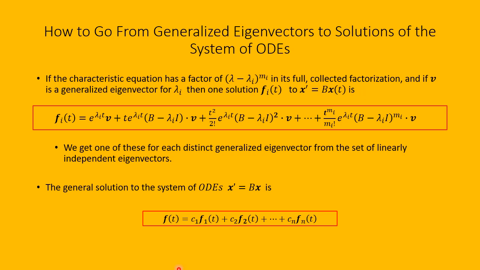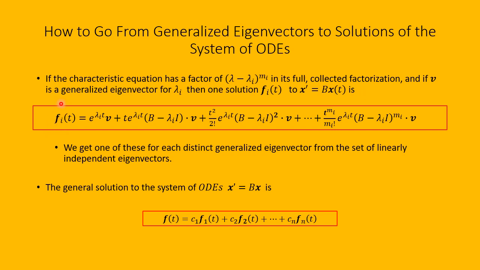So let's suppose that we have n linearly independent generalized eigenvectors for this n by n matrix B. How do we go from those generalized eigenvectors to solutions of the system of ordinary differential equations? Well, suppose that the characteristic equation for the matrix B has a factor of lambda minus lambda sub i raised to the m sub i power in its full collected factorization, let's say. And if v is a generalized eigenvector for that eigenvalue lambda sub i, then here is what one solution of that system of equations looks like.